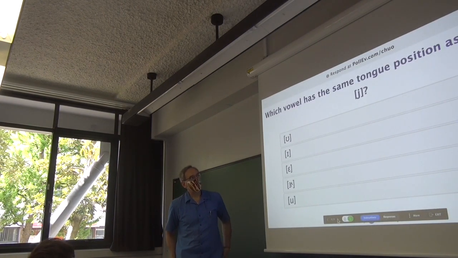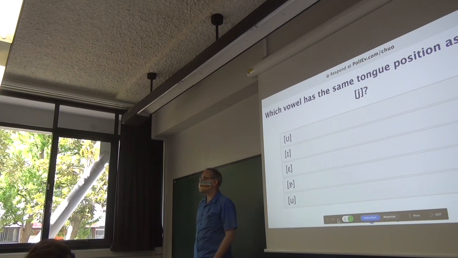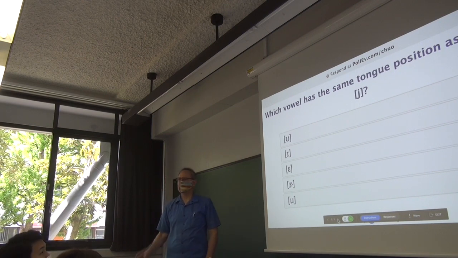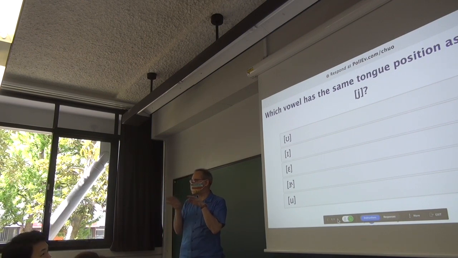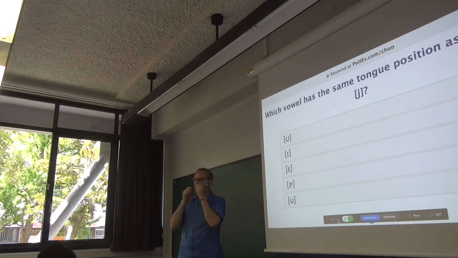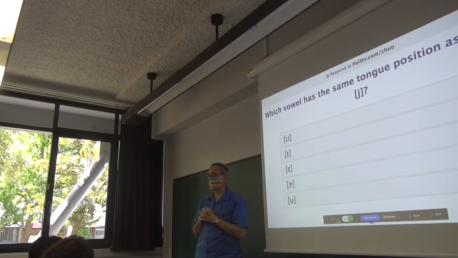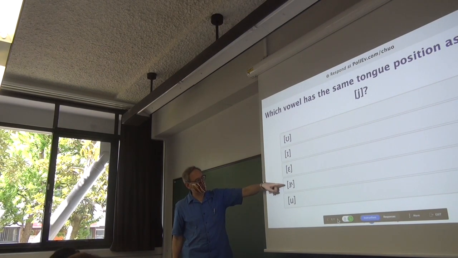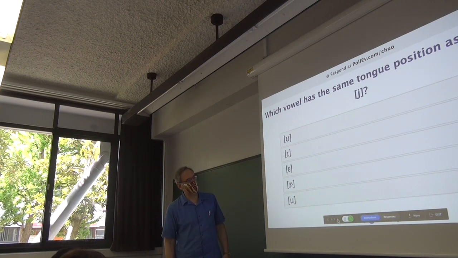Which vowel has the same tongue position as the glide y? There are some vowel-glide pairs where the tongue position, the tongue height, basically match, and so they have the same degree of sonority. They belong to the same segment class. Which of these segments has the same tongue position as the glide y?